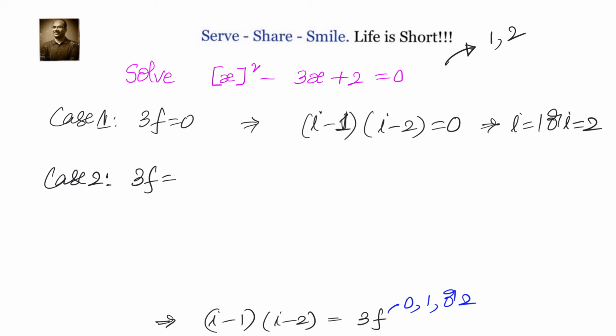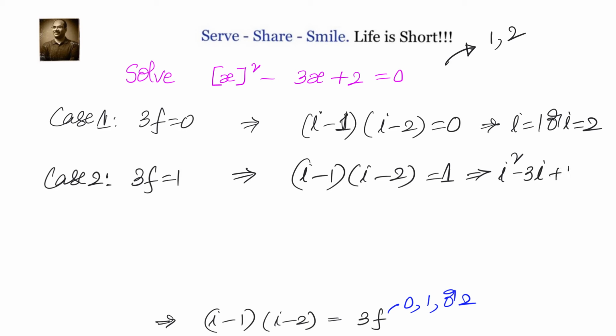Let's go to the second case, where 3f equals 1. When 3f equals 1, we will have I minus 1 into I minus 2 equals 1. That is, I squared minus 3I plus 2 equals 1. The 1 will come to the left hand side, so we can write I squared minus 3I plus 1 equals 0. Now check this value of I by the quadratic formula. You will not get an integer there, but we know I is an integer, so this is ruled out. We can't get any values from this.